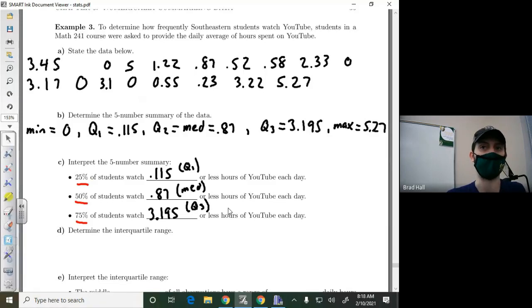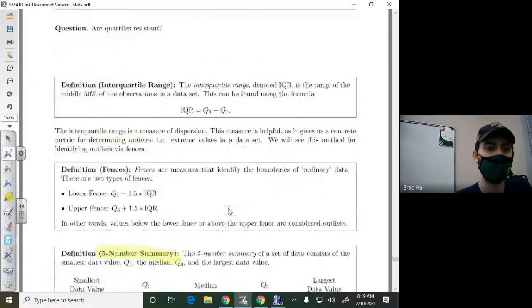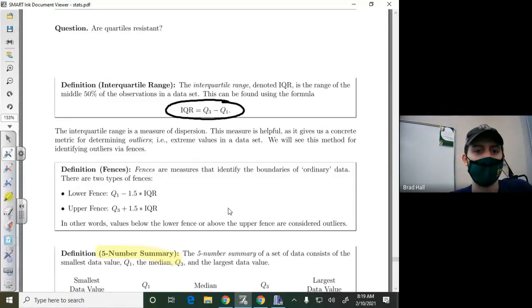So that's interpreting the 5-number summary. Are there any questions up to the interpretation of this? If not, the interquartile range is the next thing. The interquartile range, we did define that up above. Interquartile range is the difference between the outer quartiles. That's it. It's a very easy computation.